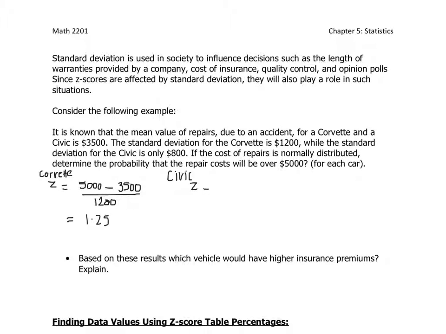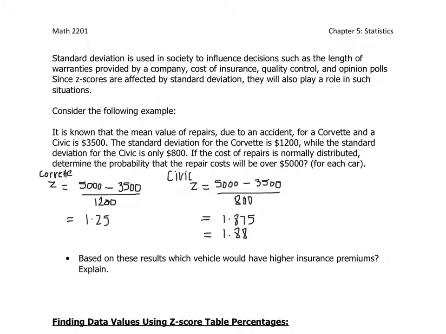its z-score that we would use for the Civic would be, again, it's $5,000 that we're comparing it to, or trying to determine the probability for. So that's the data value, minus the mean is still 3,500, but for the Civic, it has a standard deviation of 800. So that would give you a z-score of 1.875, which we would round up to 2 decimal places for the table would be 1.88.